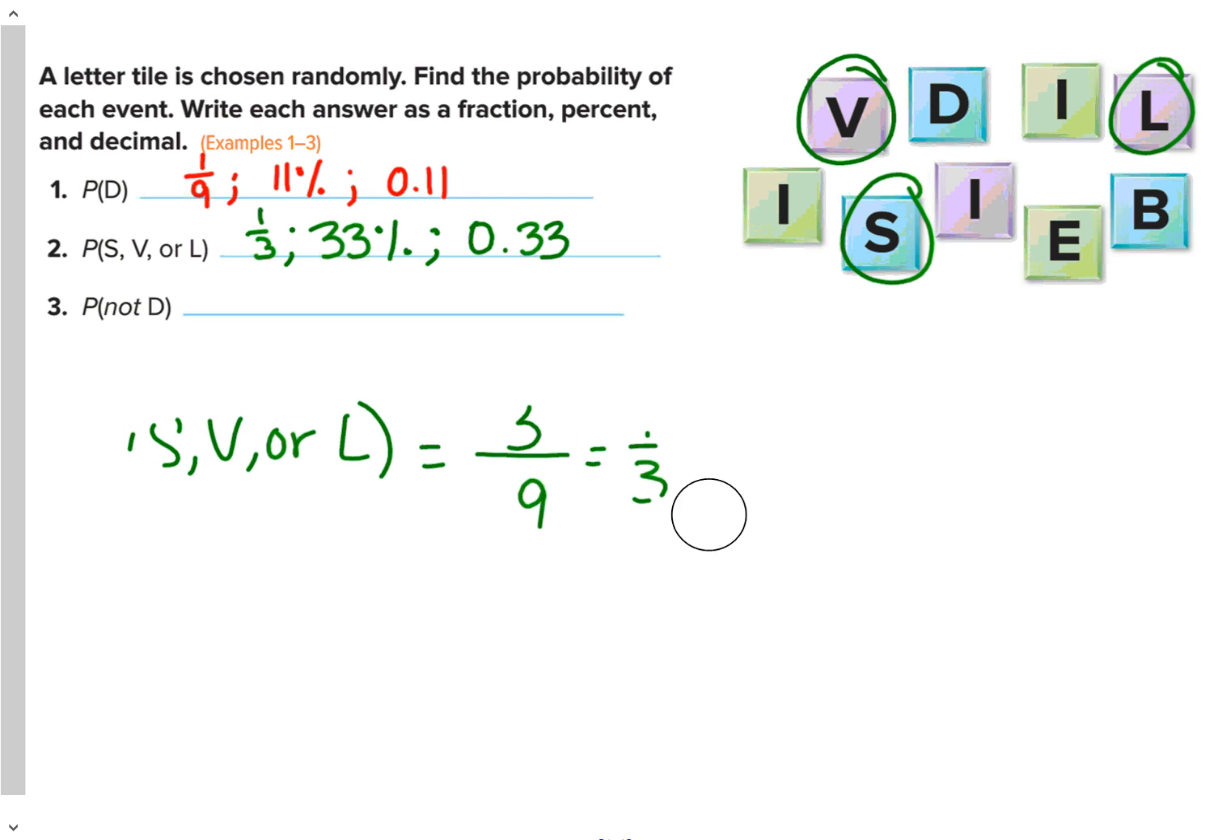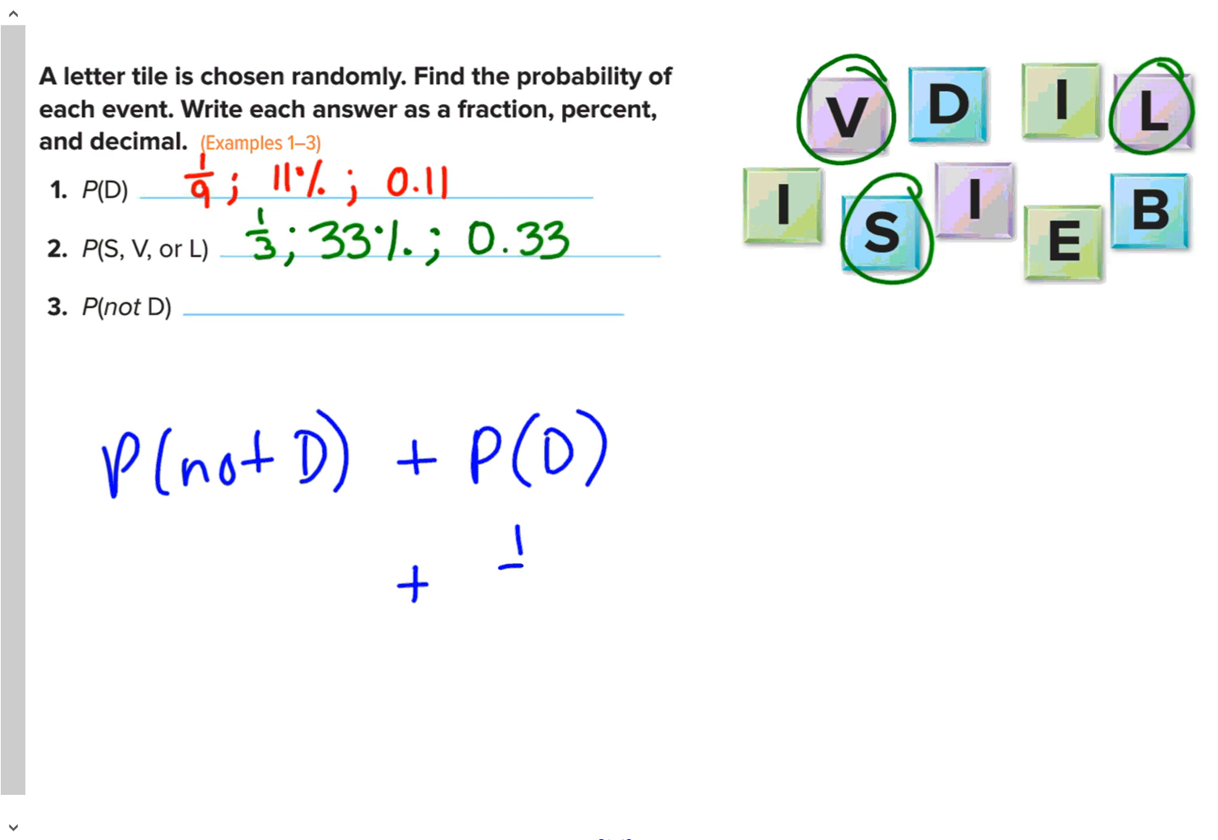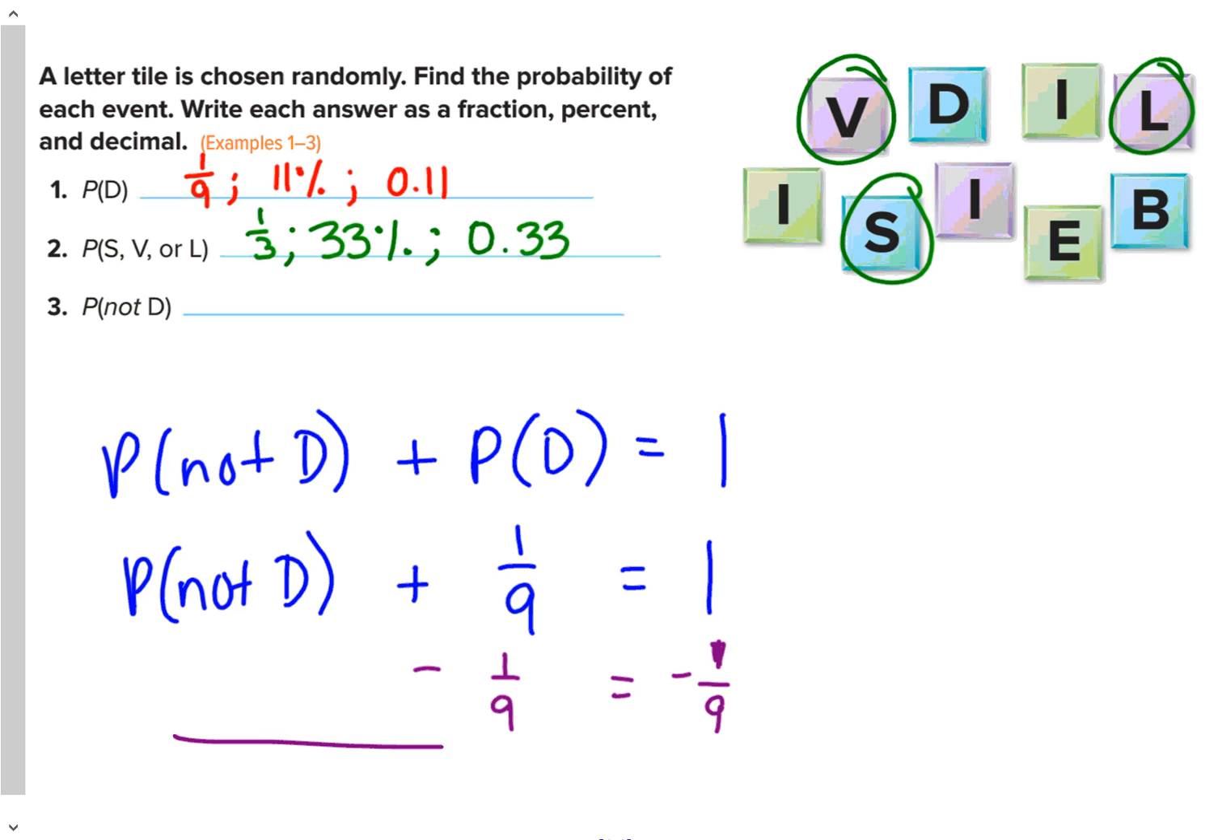Okay, so now we want to do the probability of not D. And this one's pretty easy because we already know that the probability of D is 1/9. And we know that this is a complement. Now, when we're talking about complements, we know that if we have the probability of something plus the probability of not something, it is going to equal 1. So if I already know that the probability of a D is 1/9, all I have to do is subtract 1/9 from 1, and I will get the probability of not D. And that's going to equal 8/9.